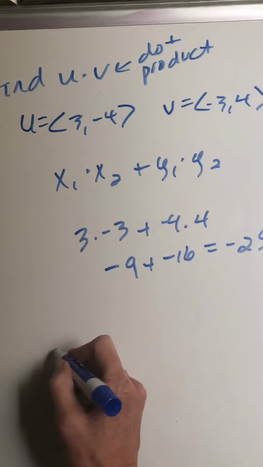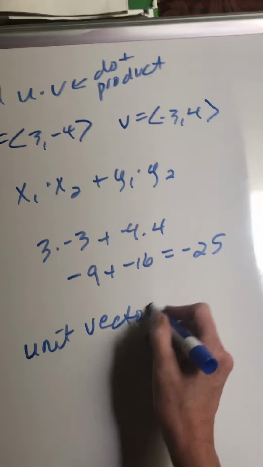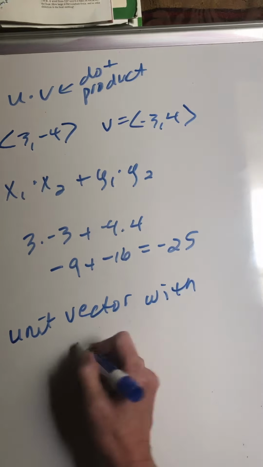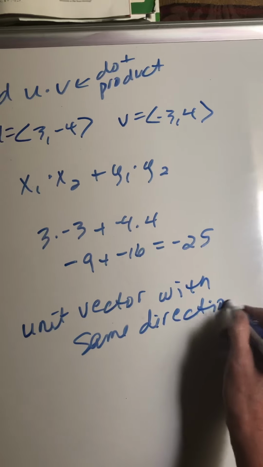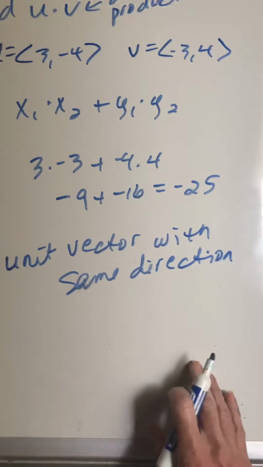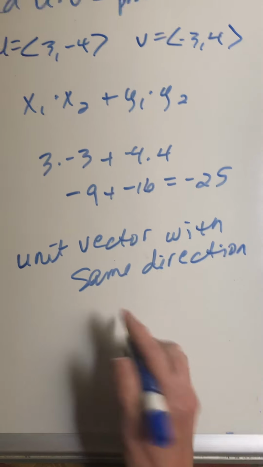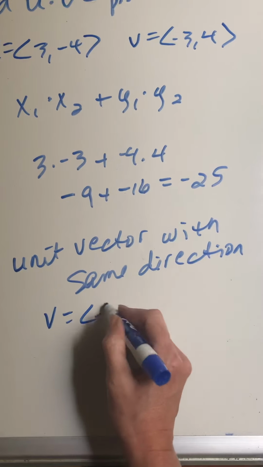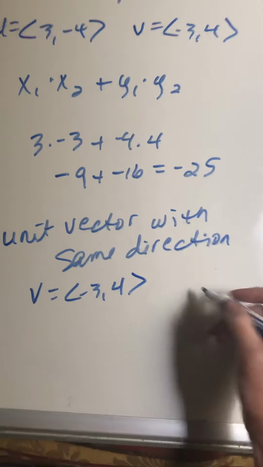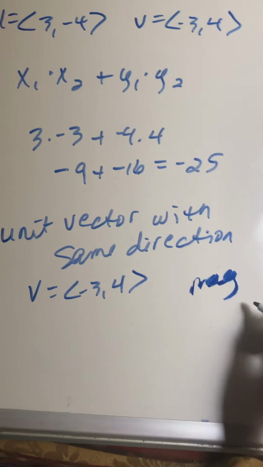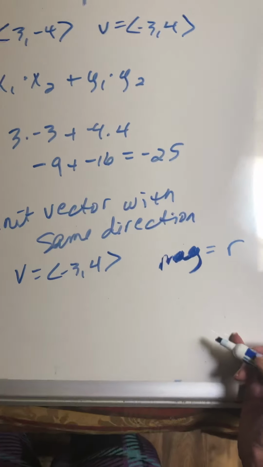Then you want to find a unit vector with the same direction. Now you're going to be asked for a direction angle in a minute, but this is just the same direction as the given vector. So my given vector is V, -3, 4. So we want to find a vector with the same direction. So what you're going to do is find the magnitude, which is your R, okay?